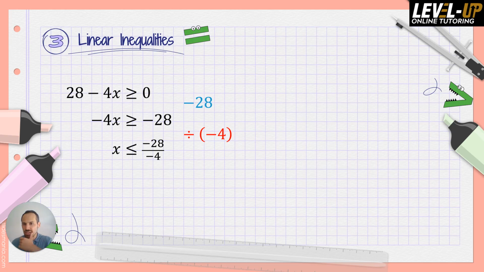Now on that right-hand side, if we finish up this solution, we've got minus 28 divided by minus 4. x is less than 7 because the two minuses cancel out, don't they? So we get 28 over 4, which is 7.